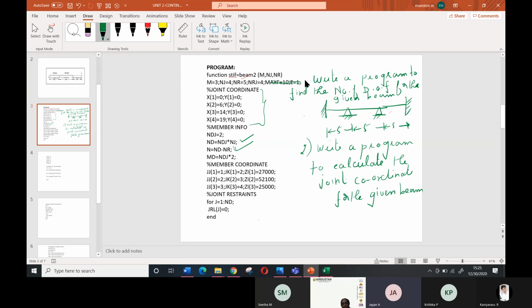Ma'am, number of restraints, how much? Will it be 6 or 5? Ma'am, 6. Tell me, which are restrained? U1 is 0, 1 and 2, you are not equal to 0. 3 restrained, am I correct? 3, 5, 7, 8. So how much does it become? 1, 2, 3, 4, 5, 6. Correct, ma'am, 6 only. Restraints are 6.